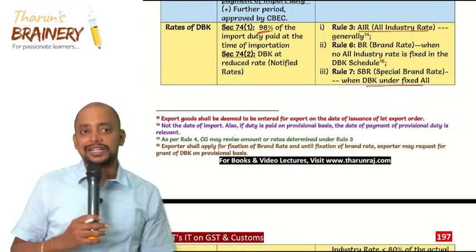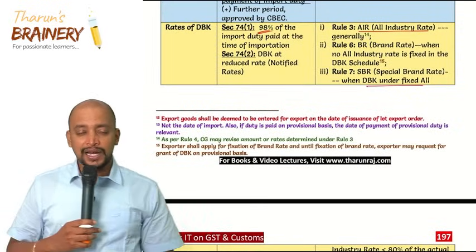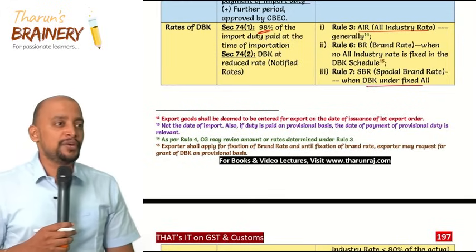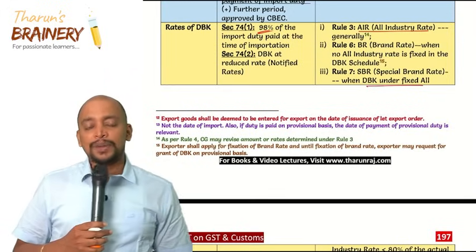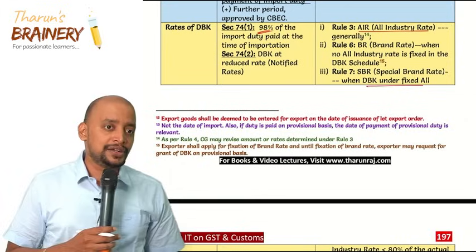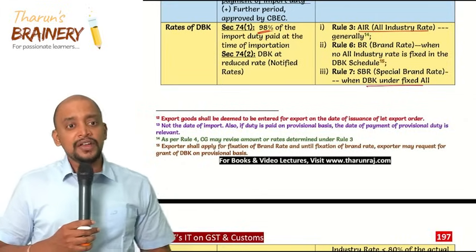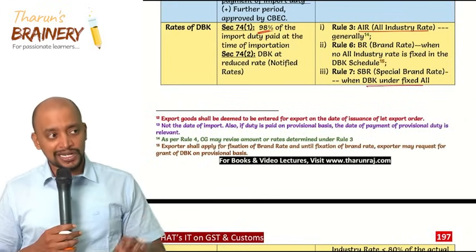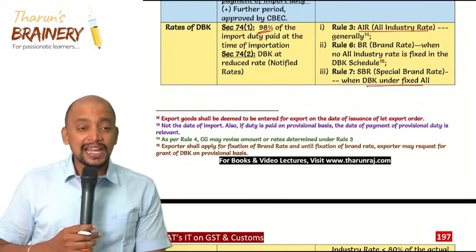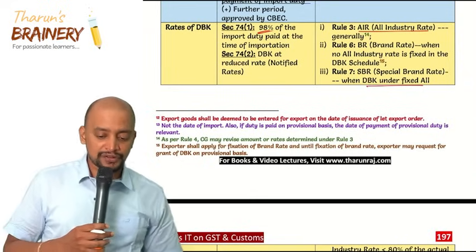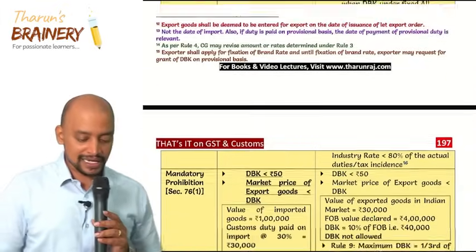So what are the three rates that we have? All industry rate, brand rate and special brand rate. All industry rate will be for the notified goods. One brand rate, if there is no all industry rate notified, we can go for brand rate. Special brand rate, when the duty drawback as per all industry rate is less than 80% of the tax incidence, then we can make an application for special brand rate, that is this.